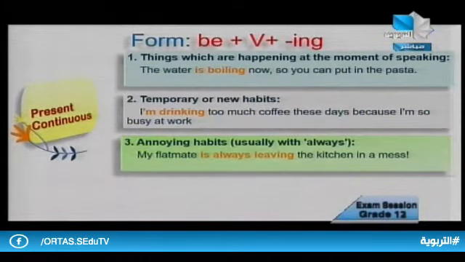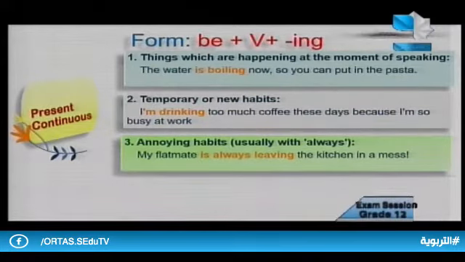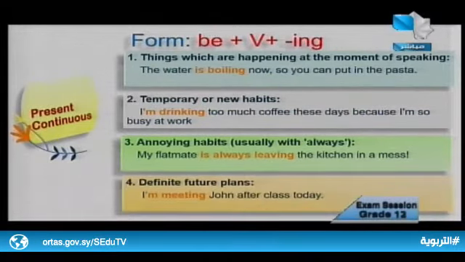Good. So here the student should not mix it with the present simple. Here he is trying to express his anger, maybe, or annoyance, or criticism, from his flatmate. Yes. Good. Number four, we use the present continuous to express future plans. For example, I'm meeting Joan after class today. Good. Thanks a lot, Mr. Mazen.